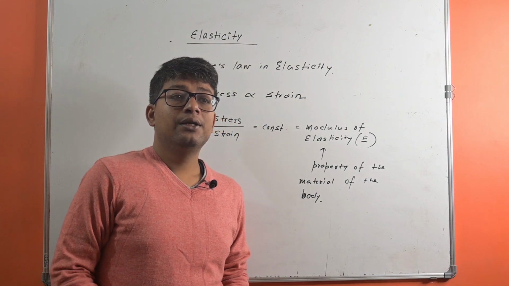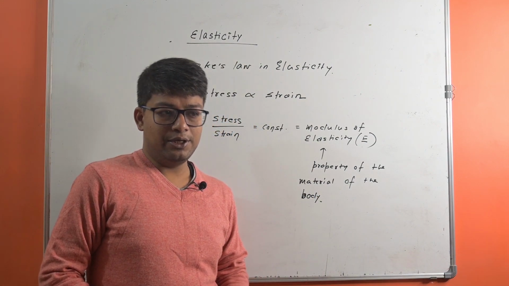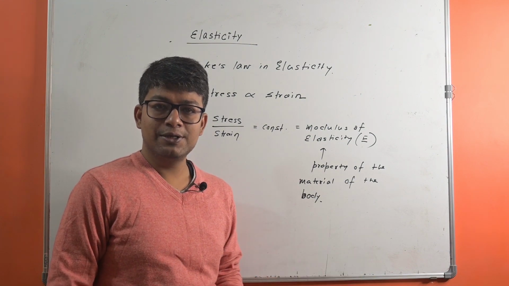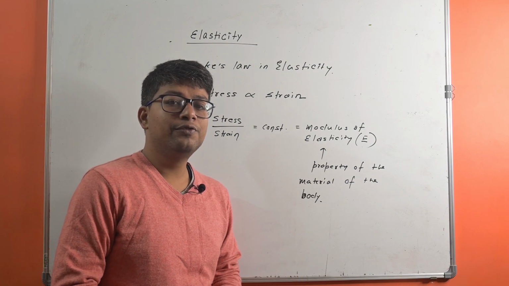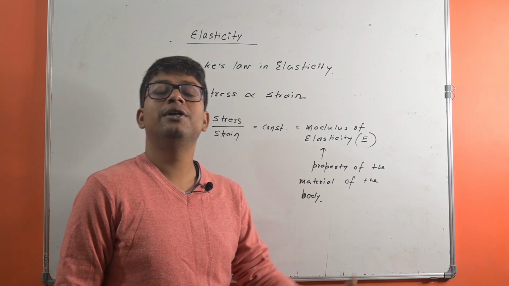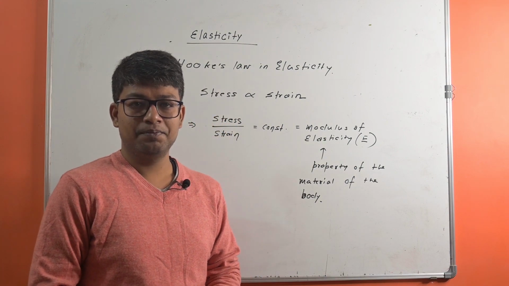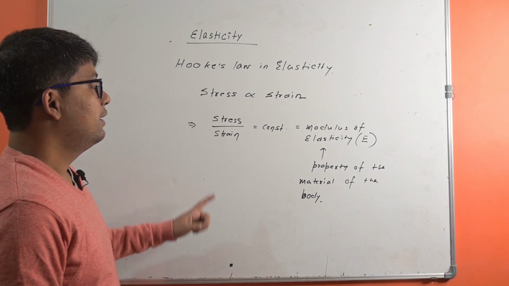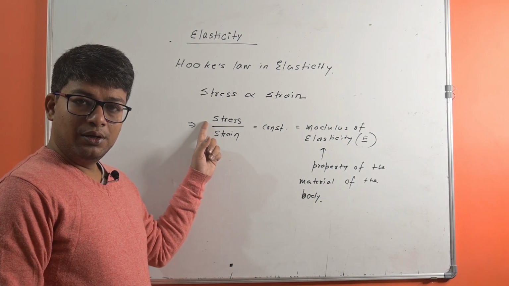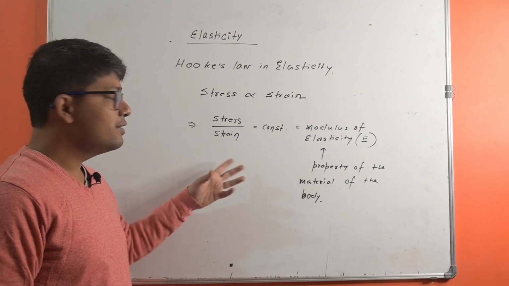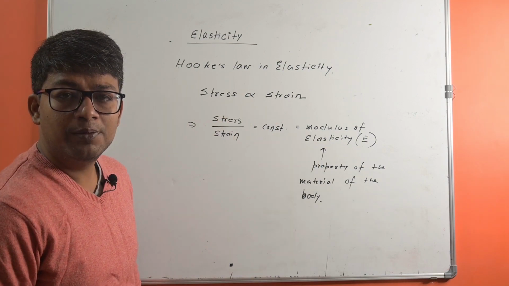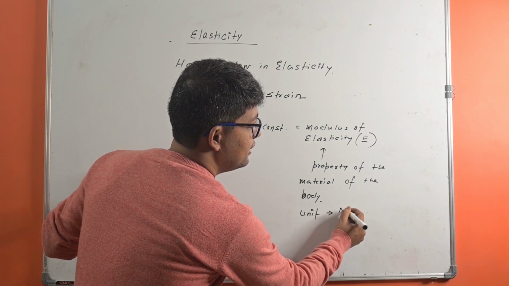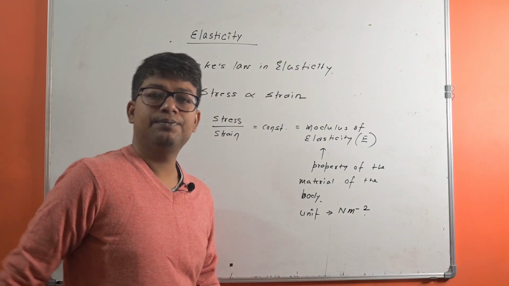So it means that a body which is made up of steel and there is another body which is made up of copper, because these two are made up of different materials, steel will have a different value of modulus of elasticity and copper would have a different value of modulus of elasticity. Right? The unit of modulus of elasticity is same as that of stress. Right? Because E is equal to stress by strain. Strain has no unit, but the unit of stress is Newton per meter square. So that is why the unit of modulus of elasticity is Newton per meter square.